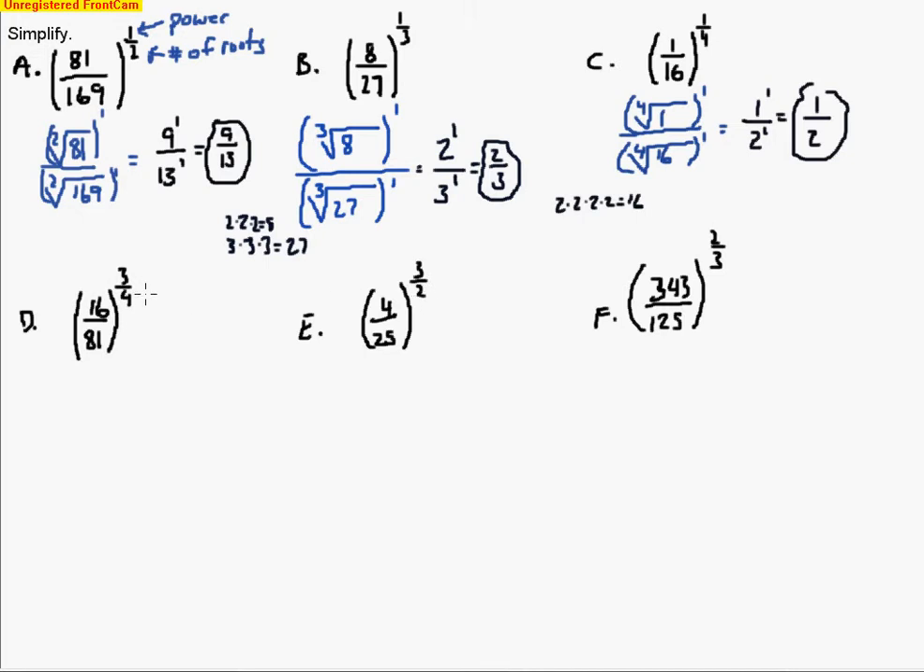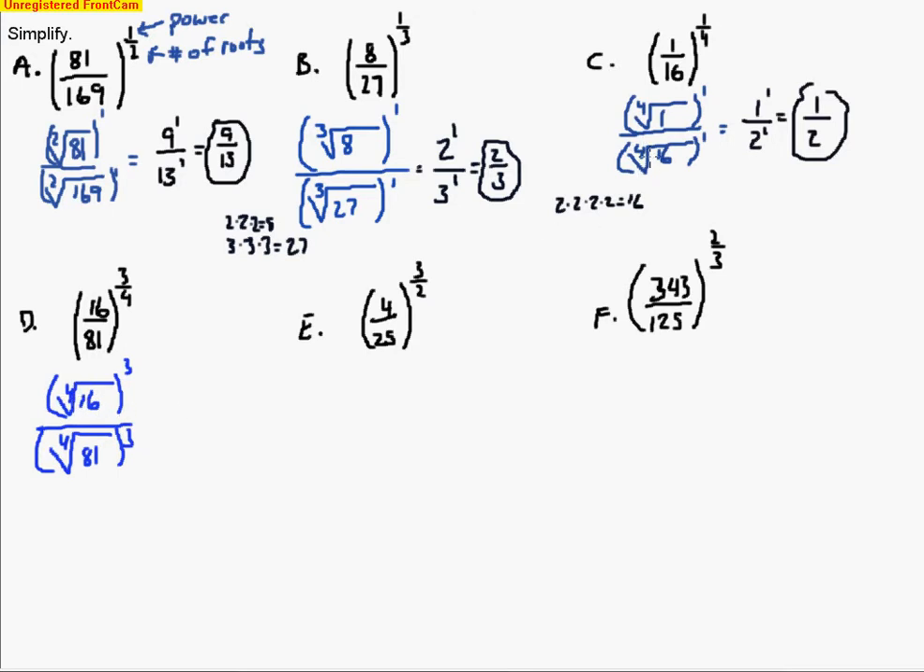We have a 3, another 3, and a 2 up here. So let's try these next few problems. This one here, we're looking for 4 numbers that multiply to make 16, and then we're raising that to the 3rd power. Down below, we're looking for 4 numbers that multiply to make 81, and then raising that to the 3rd power. Well, we just did this one on the last problem.